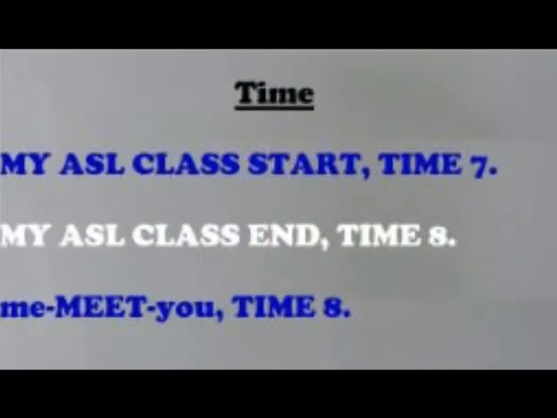When telling the time that something starts or ends, place the time at the end of the sentence. Here are some examples from the dialogue. Here's the formula for indicating time. If I were to sign my class starts times 7, that would mean that my class starts at 7 or my class starts at 7 o'clock.